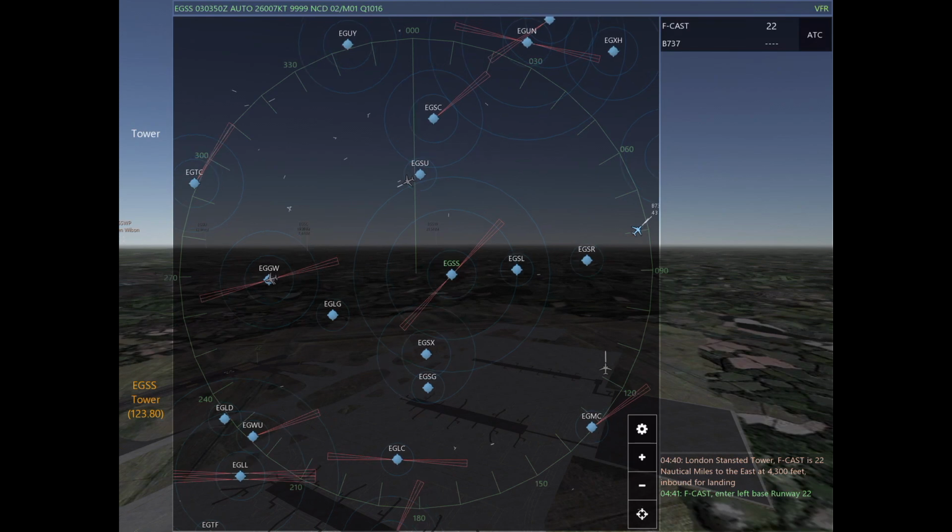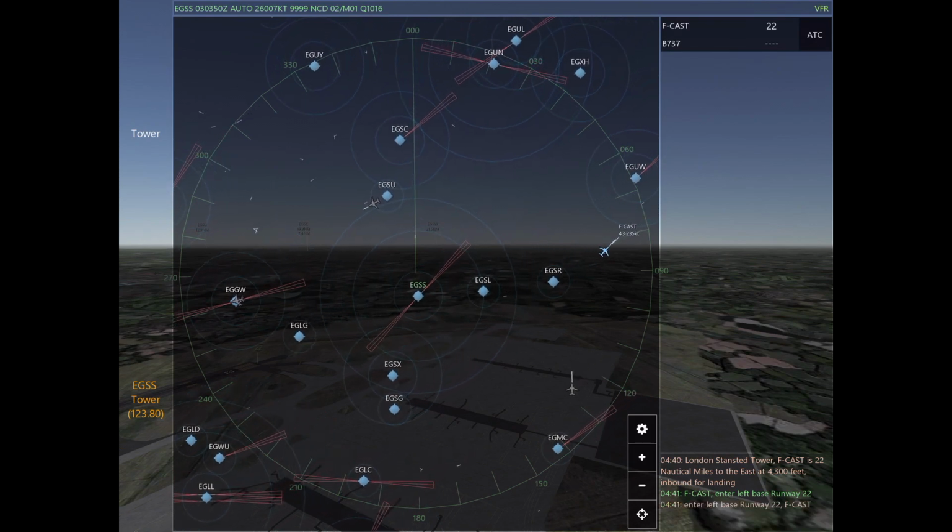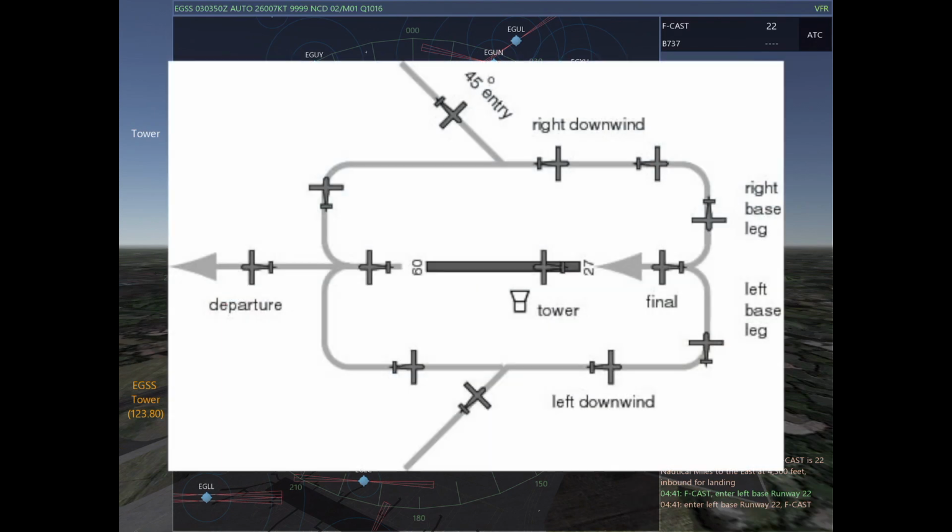Now, if you're working arrivals for tower, it's extremely important that you understand the basic legs of a traffic pattern. And this is going to allow you to quickly decide where you want aircraft to enter your pattern.